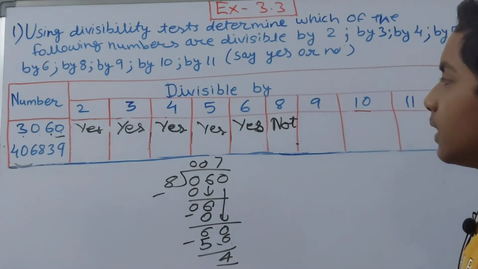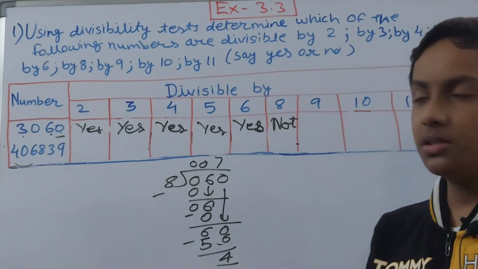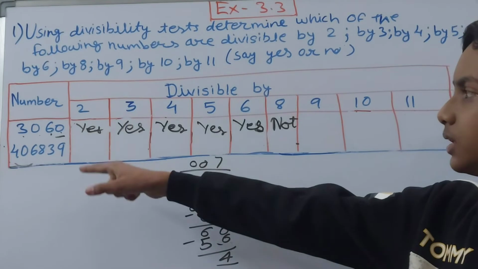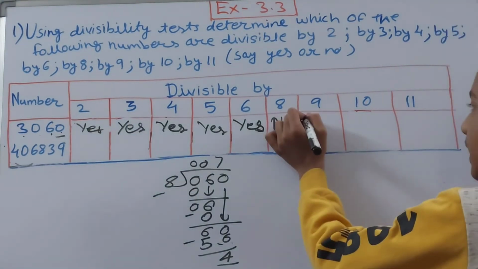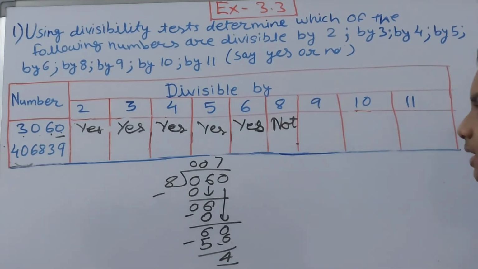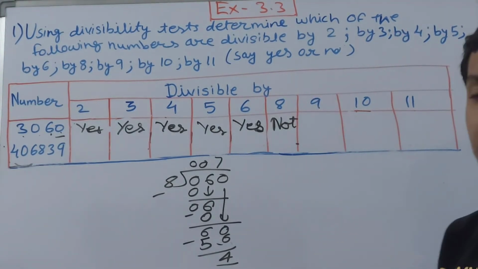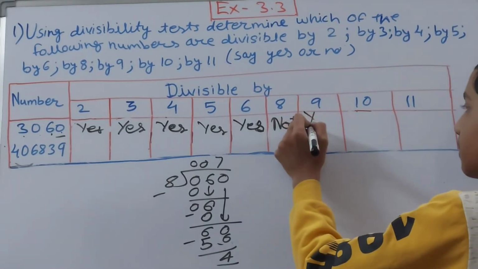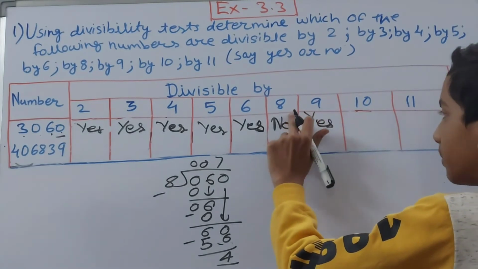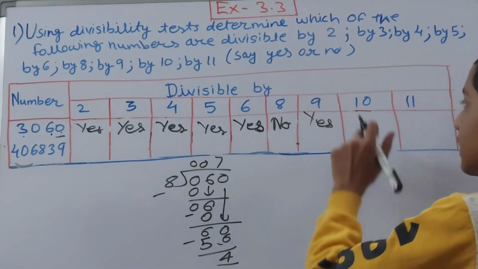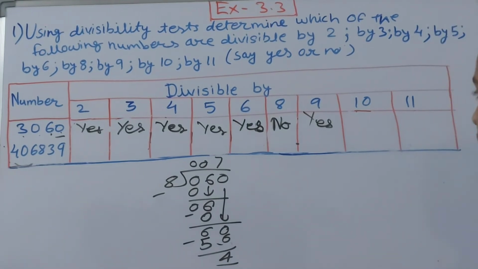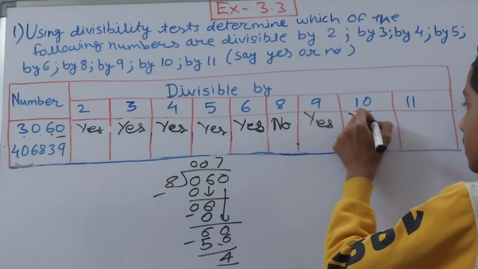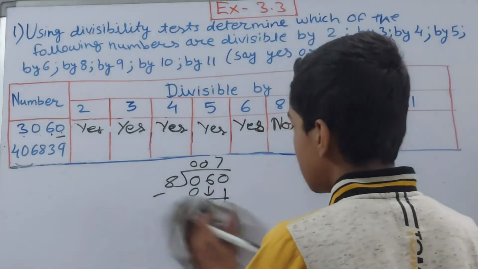For 9, you will add the digits once again. Zeros don't have any value. 3 and 6, they will add up to 9. So 9 is a multiple of 9, so it is divisible by 9. So we will put a yes. Then 10, again 0, the digit at one's place should be 0, which it is, so yes here as well.